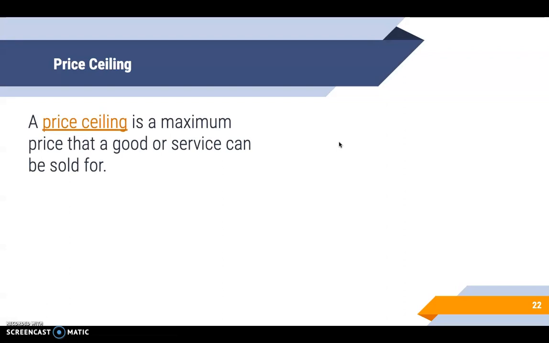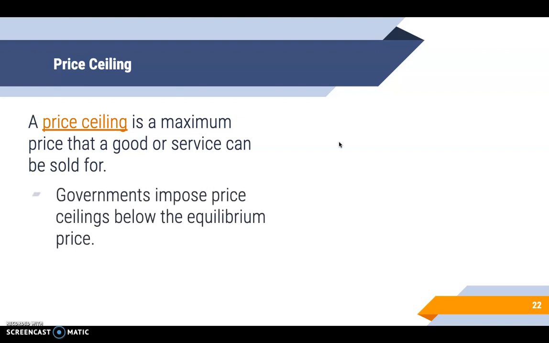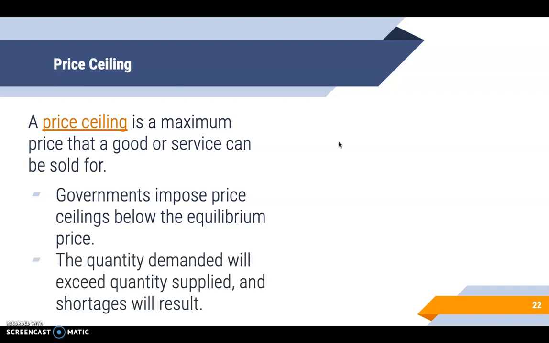Let's look at the other side, the price ceiling. So price ceiling is the maximum price that a good or service can be sold for. Governments impose price ceilings below the equilibrium price. So it's kind of weird because the floor is above, but think of it as the minimum amount, right? Whereas the ceiling in this is below the equilibrium price, but this is the most they can charge for it. So the quantity demanded will exceed the quantity supplied, and shortages will result. So with a price ceiling, we get shortages.